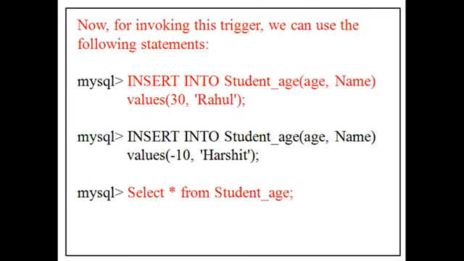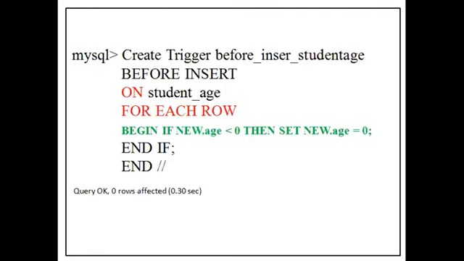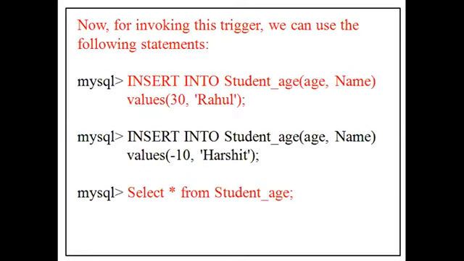Now see, I created one table student_age. Now I created a trigger with a condition. Next, after that, you just insert the records. Now for invoking these triggers, we can use the following statements. How many records did I insert? 2 records. Insert into student_age (age, name) values (30, 'Rahul'). Is this value less than 0? No, right? So automatically you will get the 30 value.